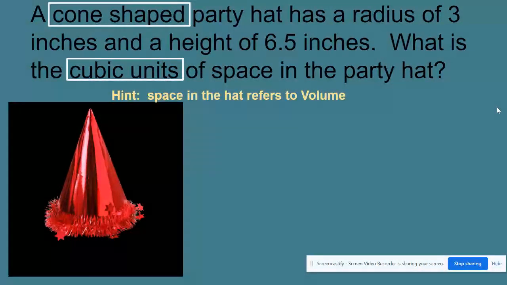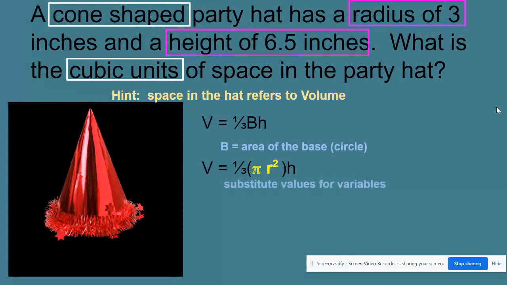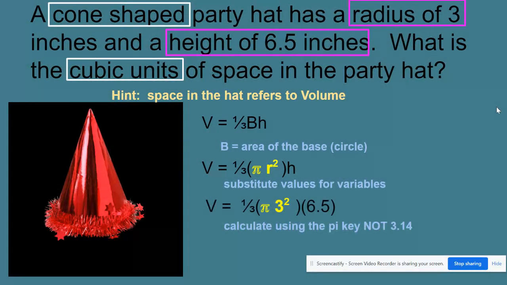So I'm going to, again, use my formula for volume of a cone. Big B is the area of a circle, so I'm going to substitute pi r squared in place of big B. My formula calls for radius and height, so I'm going to look back into the problem and see, am I given the radius? Yes. Am I given the height? Yes. So I'm going to substitute these values for the variables. And now I'm ready to calculate using the pi key, not 3.14. And I get 61 cubic centimeters of space in the party hat.